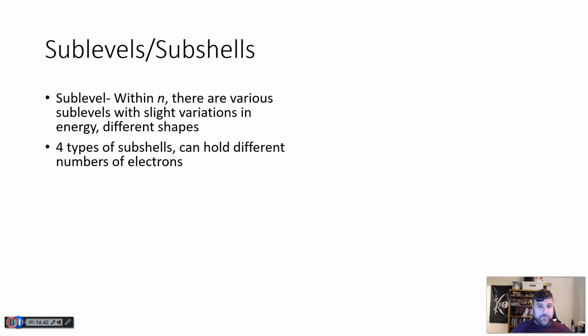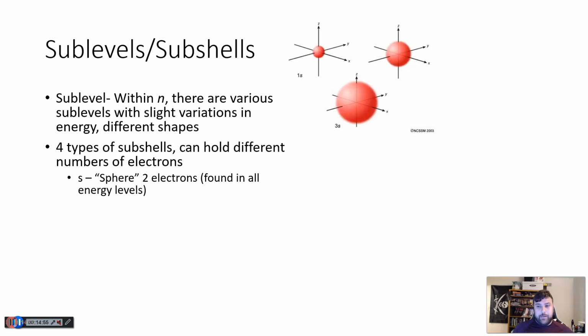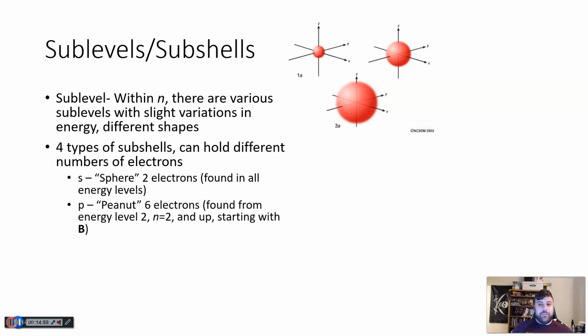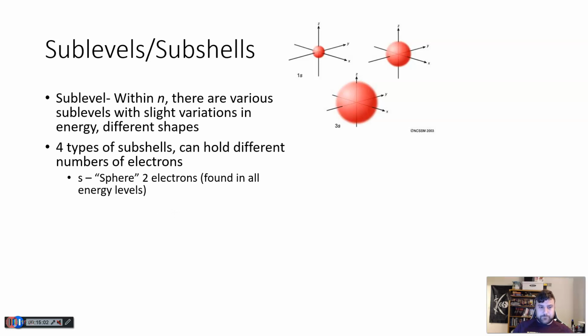The first one, and the smallest sublevel, is the S sublevel, which we refer to as sphere, because of the shape. It looks like a sphere. It can hold 2 electrons, and it is found in all energy levels. So from 1 to 7, there is an S sublevel.